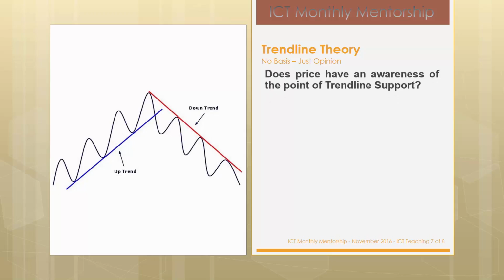But does price have an awareness of the point of trend line support? Or does price have an awareness of the point of trend line resistance? I'll submit to you that it does not. Price has no awareness of your trend line. Price doesn't respect what you have on your charts. Price only respects where the actual liquidity is in the marketplace.